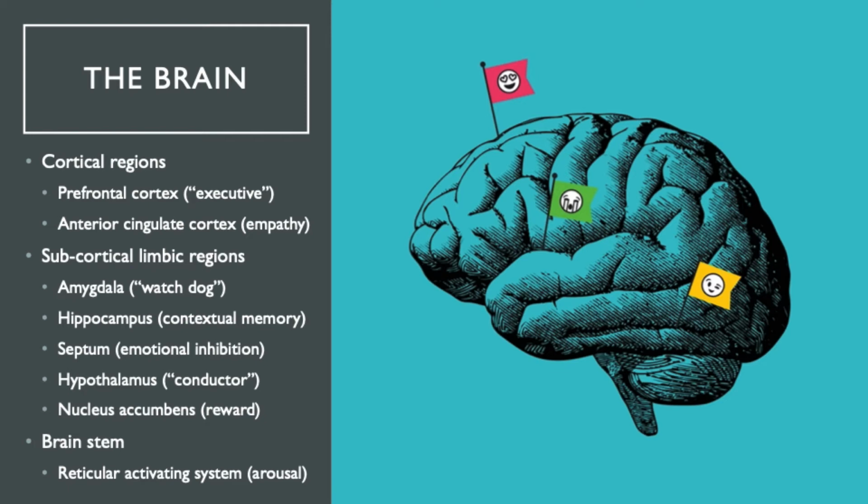The next 5 areas are limbic regions, which are buried deeper into your brain towards the very middle from all sides. The amygdala is the hub of fear processing and is sometimes referred to as the watchdog of the brain. If you've seen the film Inside Out, it's fairly well represented by the purple character.